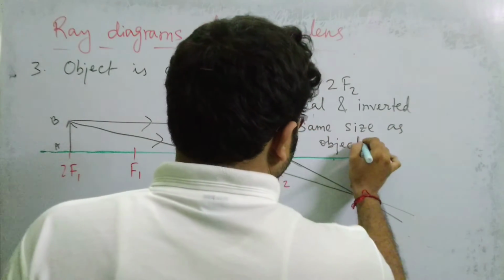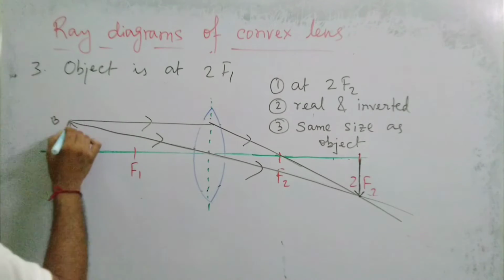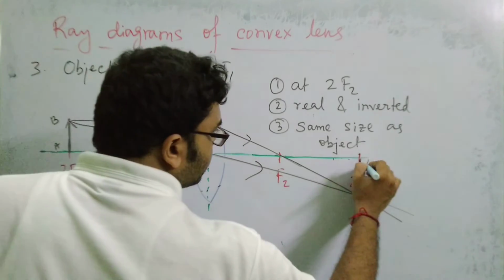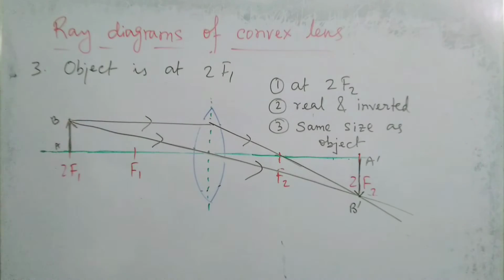So here is the change. In the previous two cases, the image was diminished. Okay, but here the image is of the same size as that of the object. Okay, so the image should be written as A dashed and B dashed. Fine. Okay. So I think that the concept is clear.